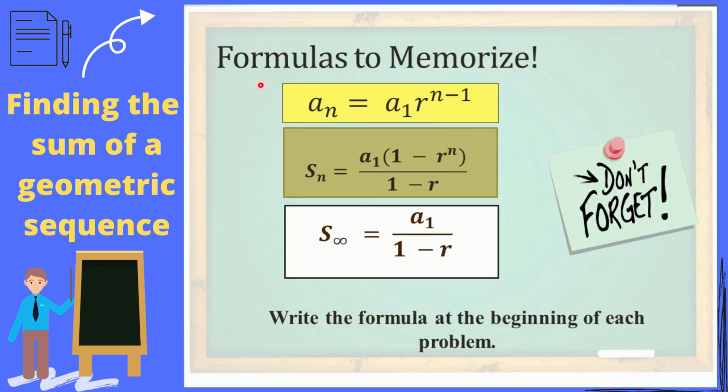So we have here now the following formulas that we need to memorize. So to find the nth term of a geometric sequence, we have a sub n equals a sub 1 times r raised to the power of n minus 1. And to find the sum of a finite geometric sequence, we have S sub n equals a sub 1 times the quantity of 1 minus r to the nth power all over 1 minus r. And to find the sum of an infinite geometric sequence, S sub infinity is equal to a sub 1 all over 1 minus r.